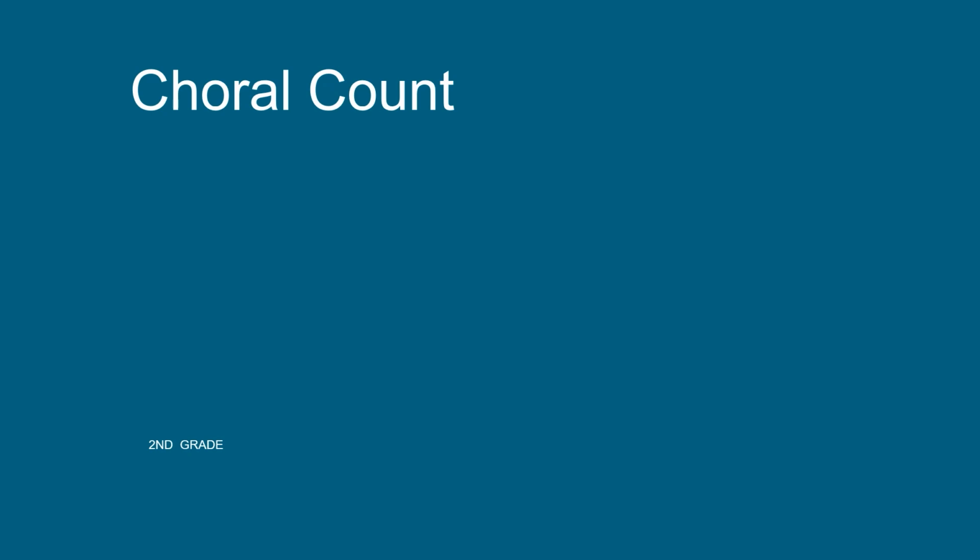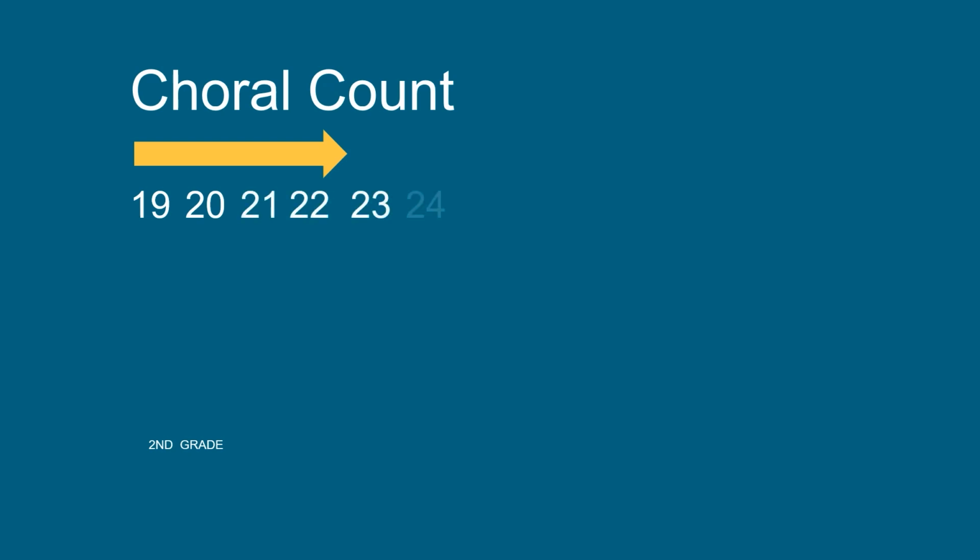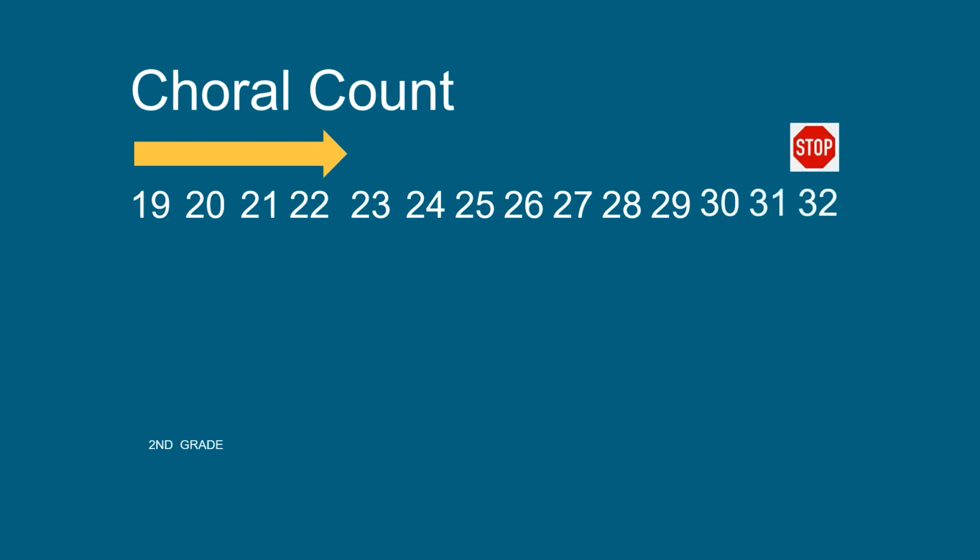We are going to do some counting together. We're going to count forwards and backwards. Please count with me. We are going to count forwards first, beginning at 19. Now, don't go too fast. Try to stay with my numbers. We're going to count forwards, beginning with 19. 19, 20, 21, 22, 23, 24, 25, 26, 27, 28, 29, 30, 31, 32, and stop there.